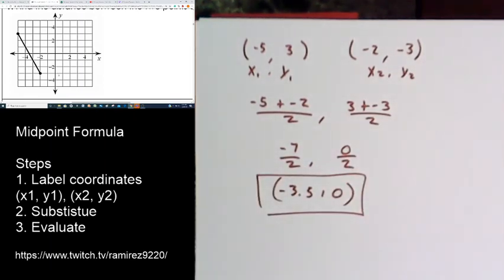Again, that's how simple this is, guys. Midpoint formula, guys. Simple steps, just gotta follow. Label your coordinates, x1, y1, x2, y2. Plug it in, and then just do the math. That's all it is.